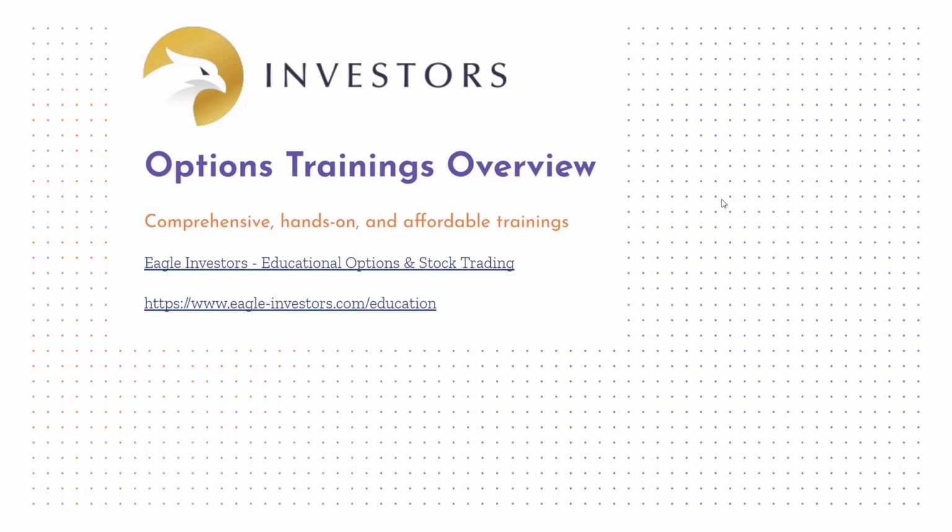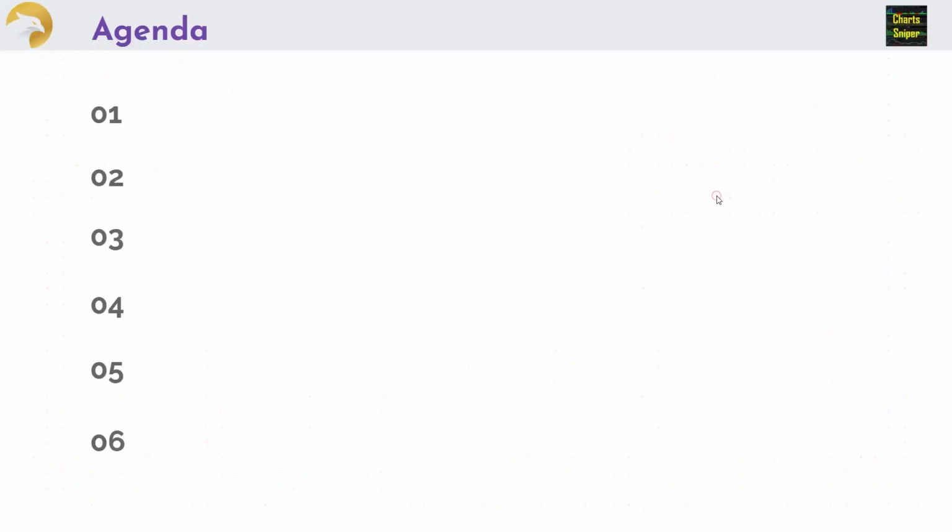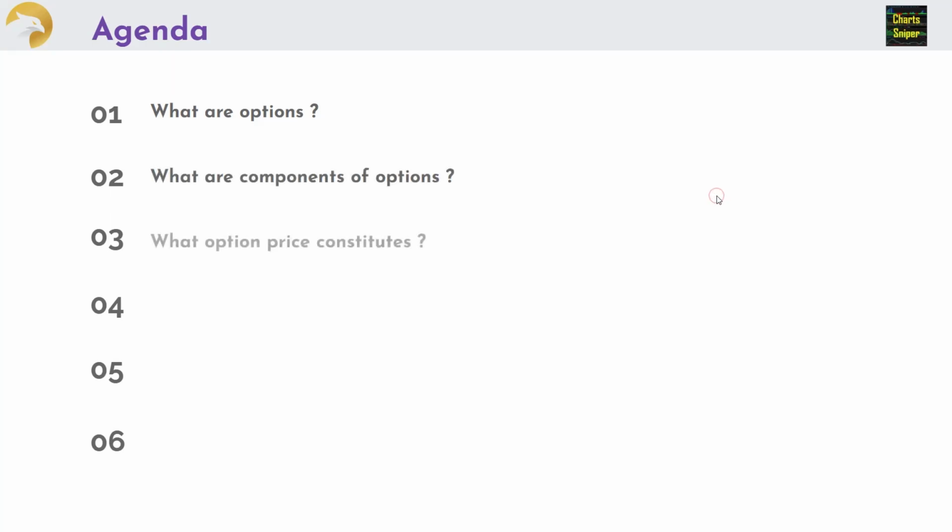So in this options training overview session, we'll mainly go through some basic concepts in understanding what options are, how they are different from stocks, what the various components of options are, what option price constitutes, and how option price changes with stock price.